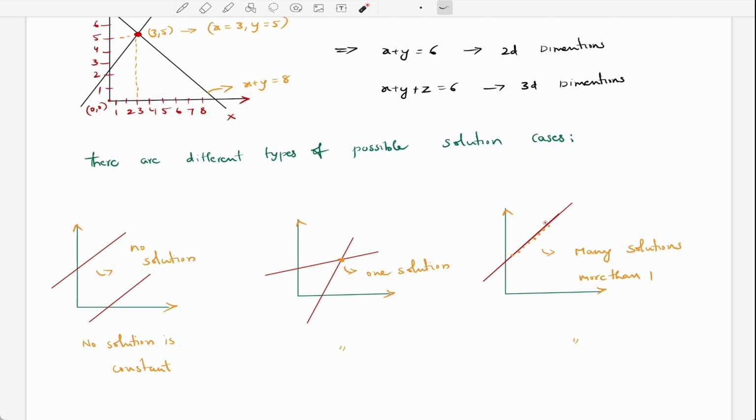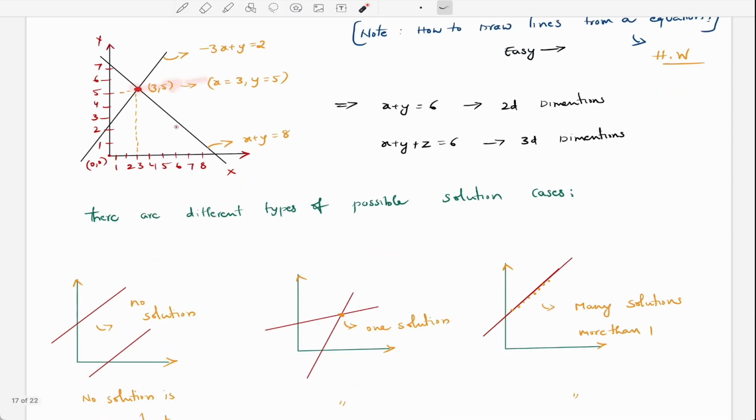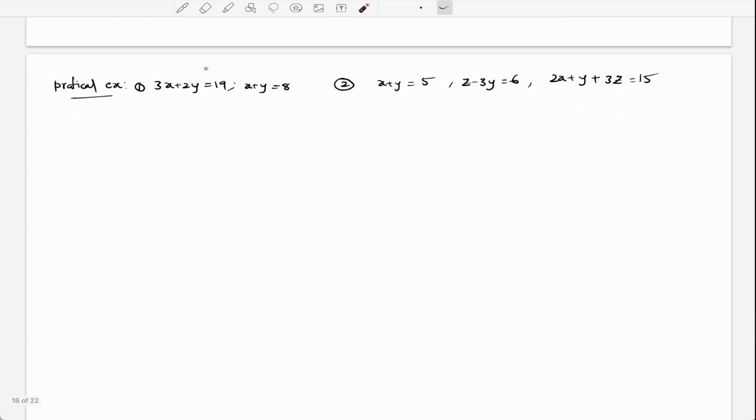I hope you're understanding, like we simply draw a line by using the equation, by plotting the x values and y values, and we simply form a line, and then we plot it over here. And if we find the intersection, then we can make some kind of conclusions from those points, okay. So I will give a practical example.